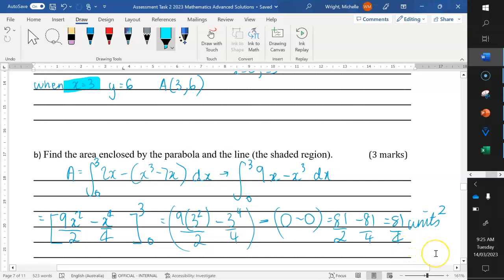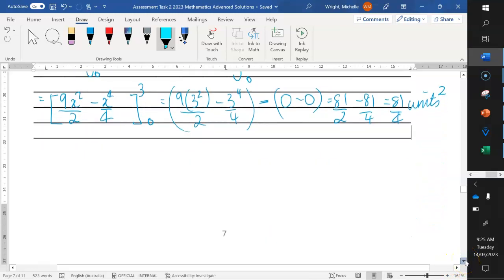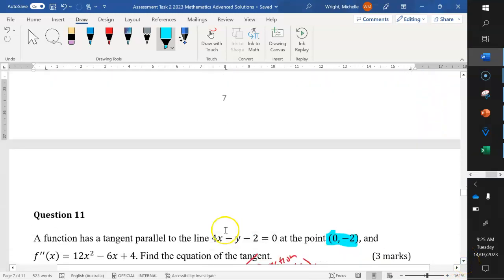And I wanted that in those units. I don't want decimal places. It's area in this case, so we want to have units squared on there. And that is the end of that video.